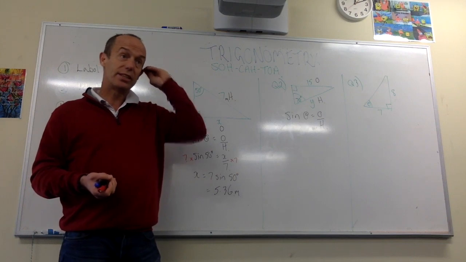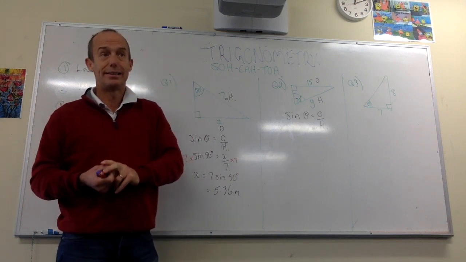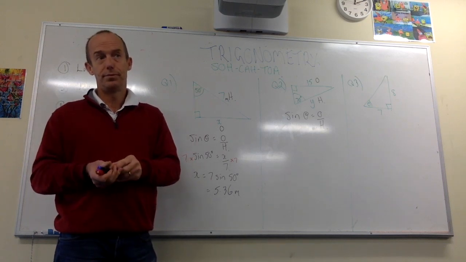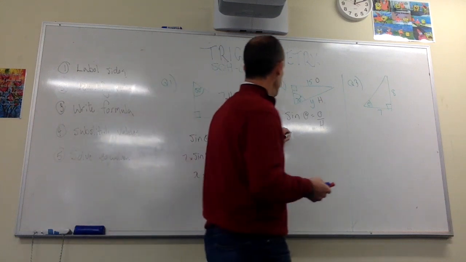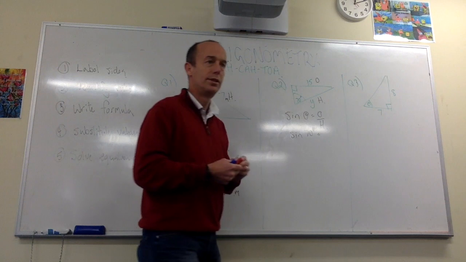Now, James, I've got to substitute in my values. So what am I going to put instead of theta? Remember, theta is the angle. 70. Yeah, so we're going to go sine 70 degrees equals.